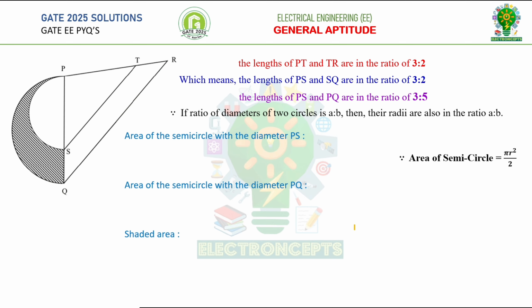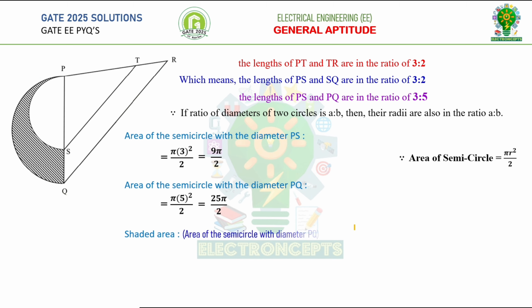We also know that area of semicircle is equal to pi r square by 2. Now let's calculate the area of semicircle with the diameter PS, which is equal to pi r square by 2, where r is equal to 3, which is equal to 9 pi by 2 square units. Now let's calculate the area of semicircle with the diameter PQ, which is equal to pi r square by 2, where r is equal to 5 units and area is equal to 25 pi by 2.